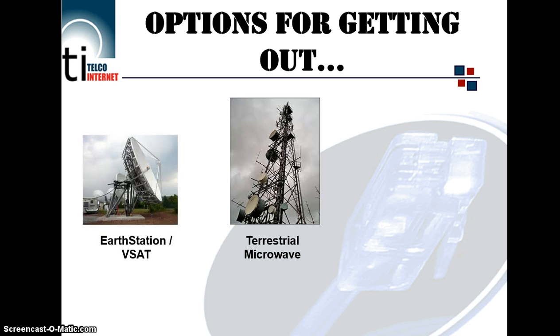The other alternative for getting out of the country, which is actually the most common alternative, was VSAT. So you'd see these big dishes called earth stations pointing into a satellite in the sky, and that would land somewhere in the international market, like in the UK or in the USA, and that would give you access to the international internet.